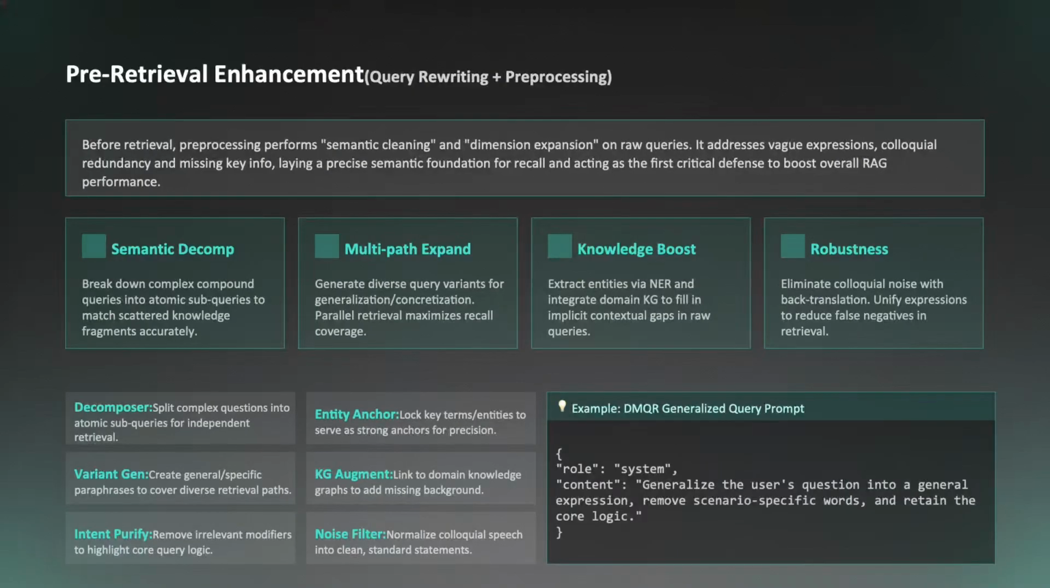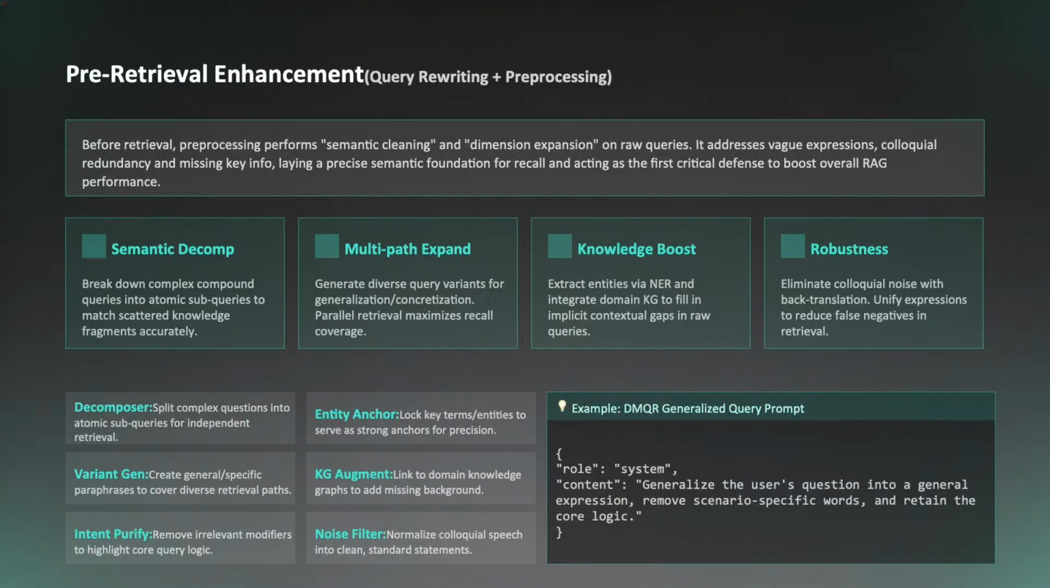Slide 8, pre-retrieval enhancement, query rewriting and pre-processing. Before executing any retrieval, M42 runs a full pre-retrieval enhancement pipeline to conduct semantic cleaning and dimension expansion on raw user queries. This solves common pain points like ambiguous user wording, colloquial redundant language, and missing key information, laying an accurate semantic foundation for document recall. This is the first critical optimization layer to lift overall RAG accuracy.